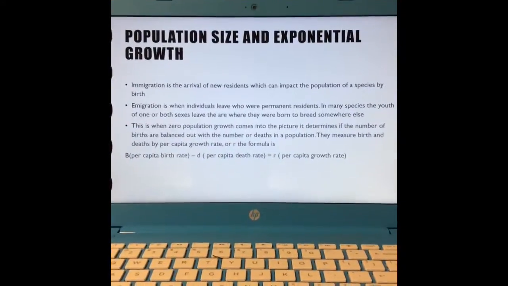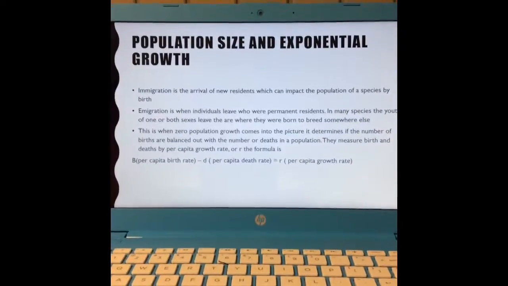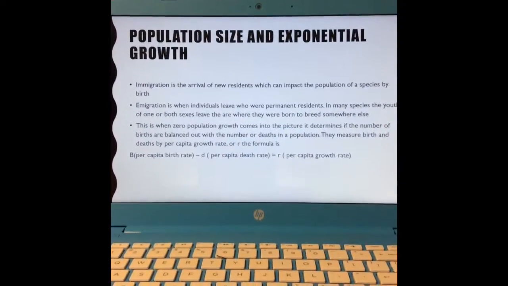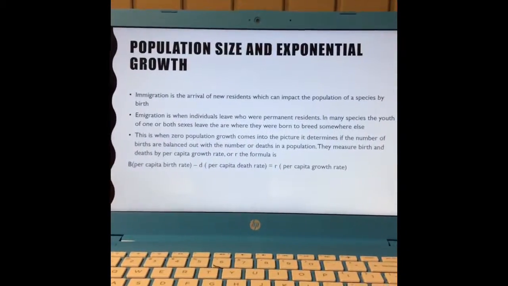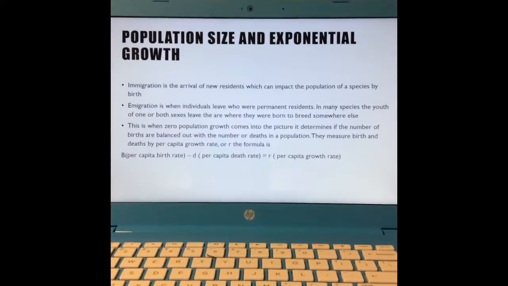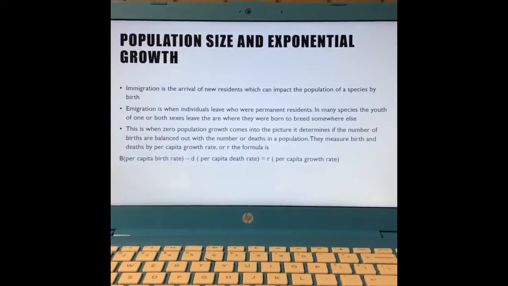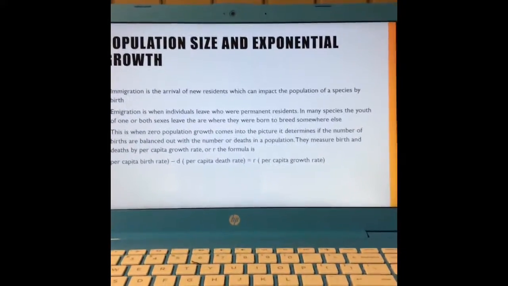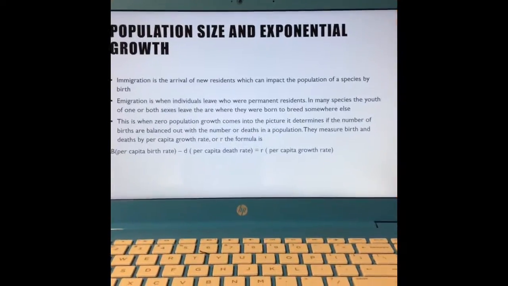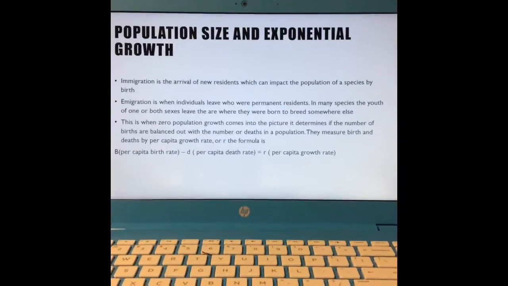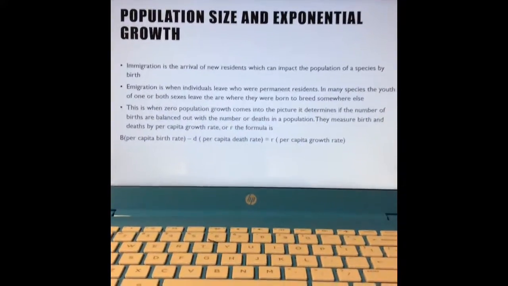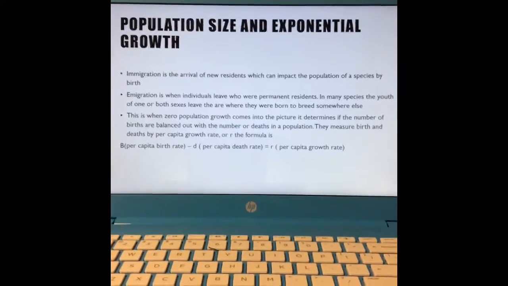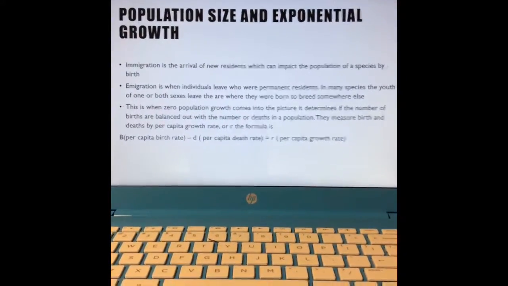Population size and exponential growth. Immigration is when new residents arrive, and this can impact the population of a species by birth, which means if new members come into an environment, it increases the population because they are breeding, and the species that were already there are breeding, so the population increases.